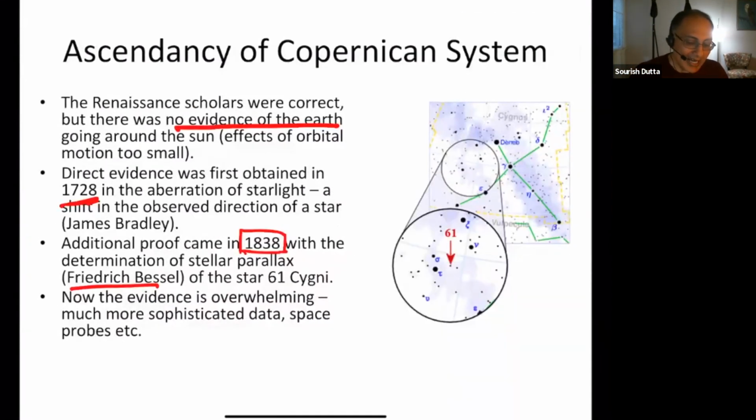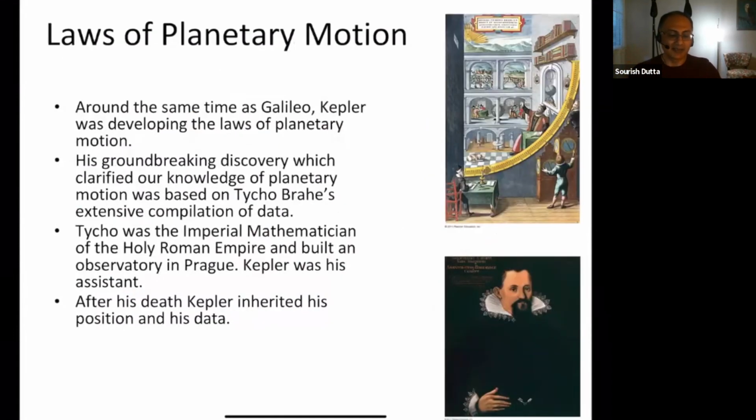Now, of course, we have an overwhelming amount of evidence, like sophisticated data and space probes and all that. So now there is no doubt that the Earth is orbiting the sun. But it was not till 1838 that we had direct evidence that the Earth is moving around the sun.